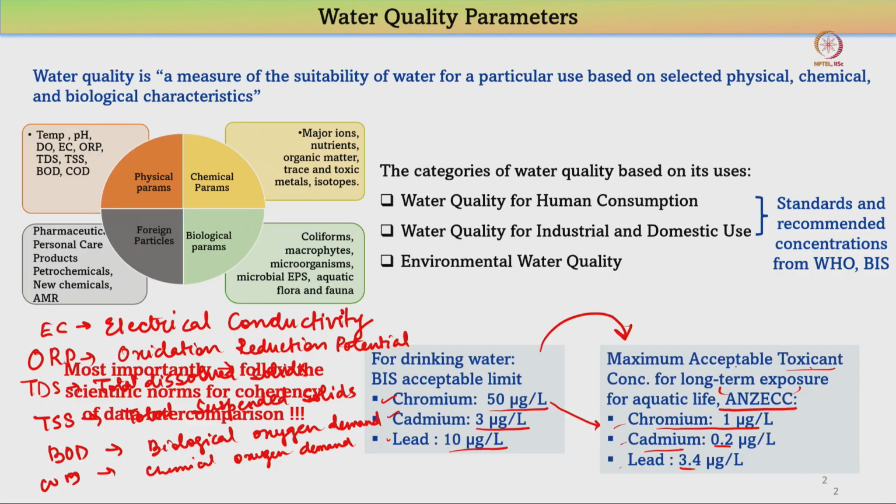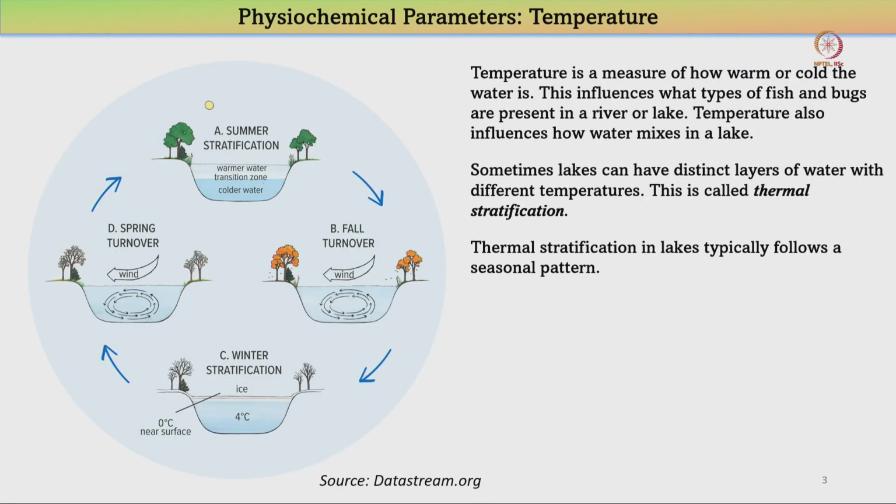So, with this we will see some physicochemical parameters that we are going to commonly measure. The first one is temperature. Now, what is temperature? Temperature is how hot or how cold that water is, right. And this is extremely important. Why?